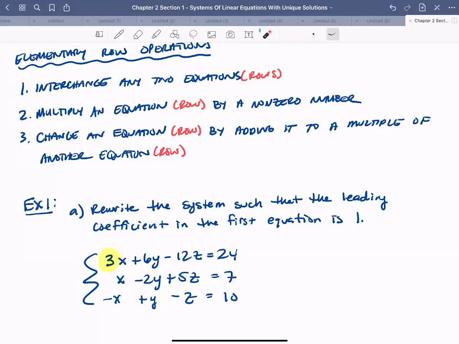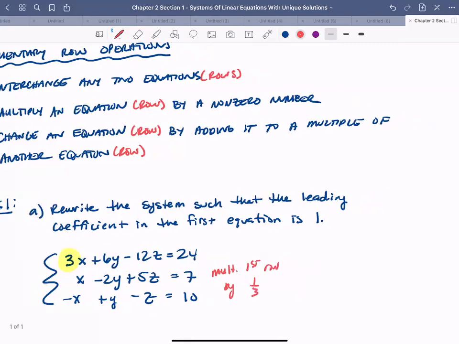So we have to think, what do we multiply 3 by to get 1? The quick way of saying that is one word: the reciprocal. If we multiply 3 by the reciprocal, then it gets 1. That's the definition of what a reciprocal is. The reciprocal of 3 is 1/3. So what we'll do is multiply the first row by 1/3.